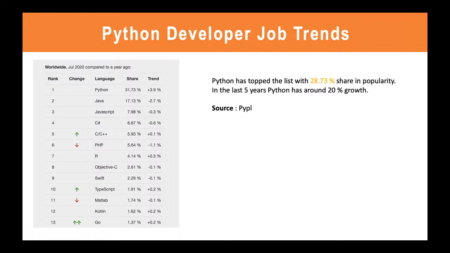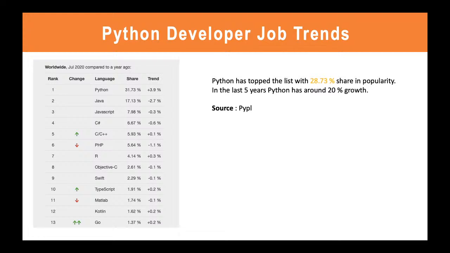If we see the Python developer job trends, Python has topped the list with 28.73% in the last year, and over the last 5 years it has held the first position, according to the source. That is the chart you can see for 2020.